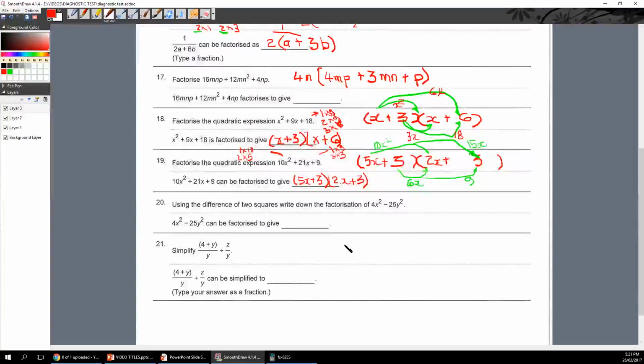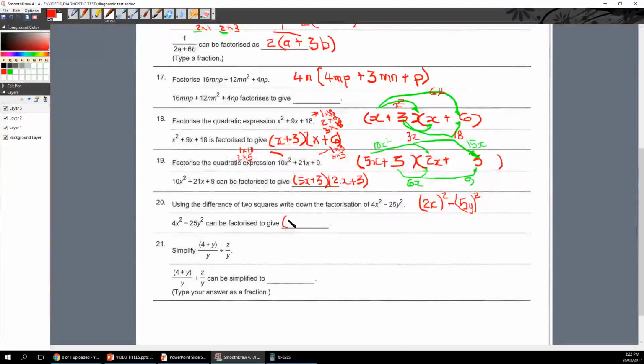Using the difference of two squares, write down the factorization of 4x squared minus 25y squared. So what we need to do here is determine, it tells us that these are a square minus a square, and I talked a little bit about the factorization of it up there. So what we need to look at here is what are the squares. What's that there? It's 2x all squared. 2x all squared is 4x squared, and it's a square minus a square, and that there is 5y all squared.